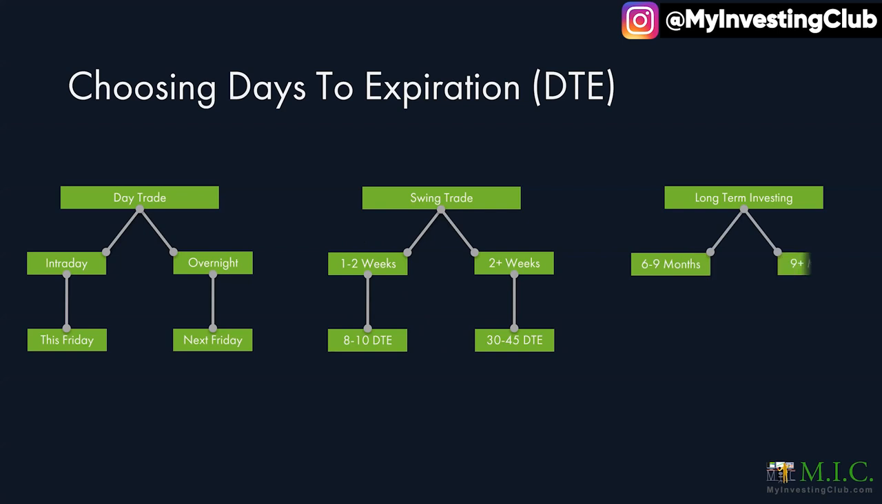For long-term investing, if my plan is to hold 6 to 9 months, or if I'm holding longer than 9 months, 1 to 2 years or longer, I'm going to choose 180 days to expiration, or if I'm planning to hold longer than that, 365 days to expiration.